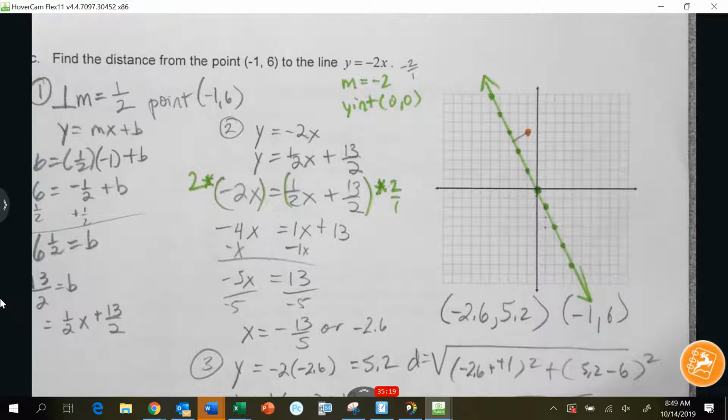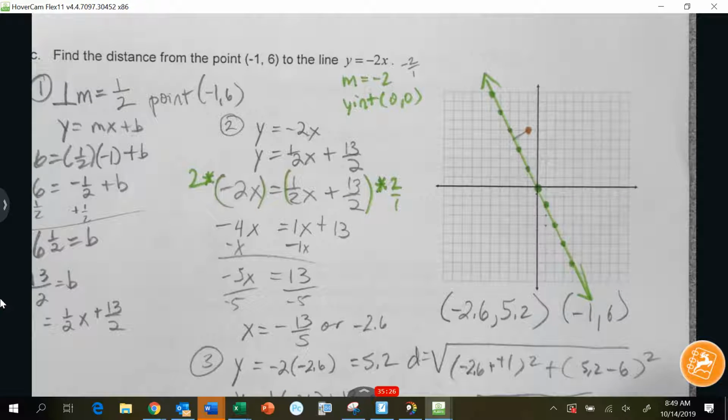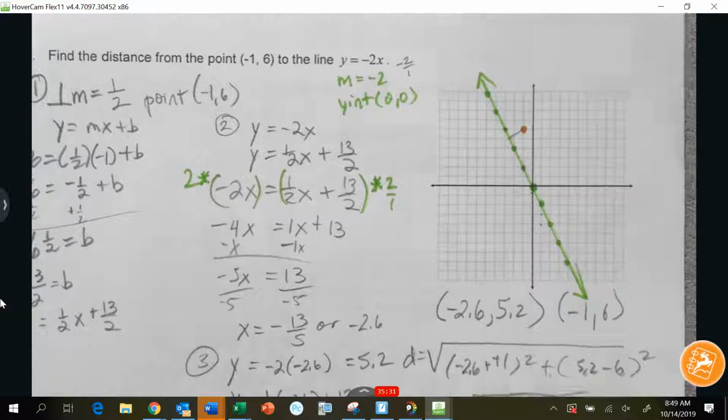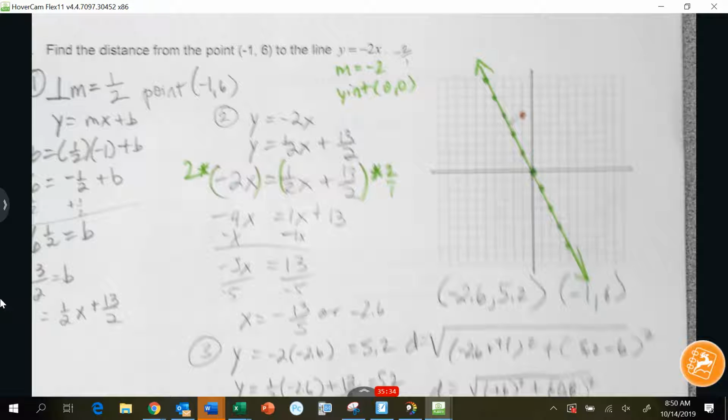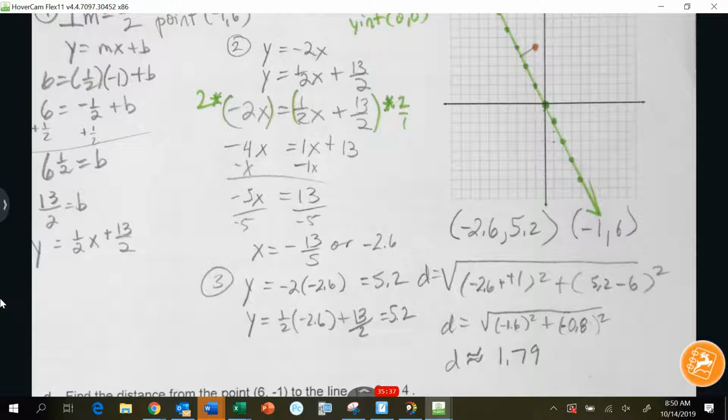And I just typed this in my calculator. There's no way I could simplify that. There's just terrible decimals. I just used my calculator for this, and I got approximately 1.79. And that looks about right. It's almost 2 blocks. All right, I'm not going to finish the last one because it's the exact same thing, just 4 times.